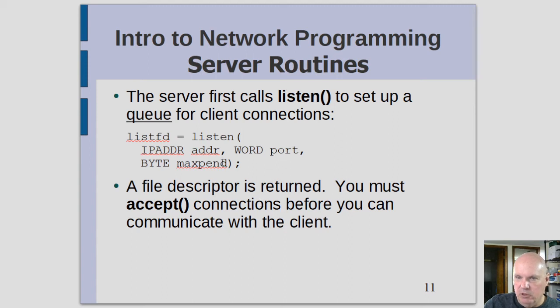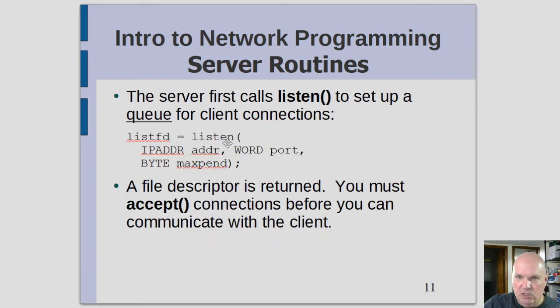So a file descriptor is returned. That's this listening file descriptor. That's then passed to the accept routine to return yet another file descriptor that we use for the individual clients. Okay. So we call listen early on, and then in a loop, we would typically accept connections from this listening file descriptor, and for each of those connections, we'd be given a new file descriptor.